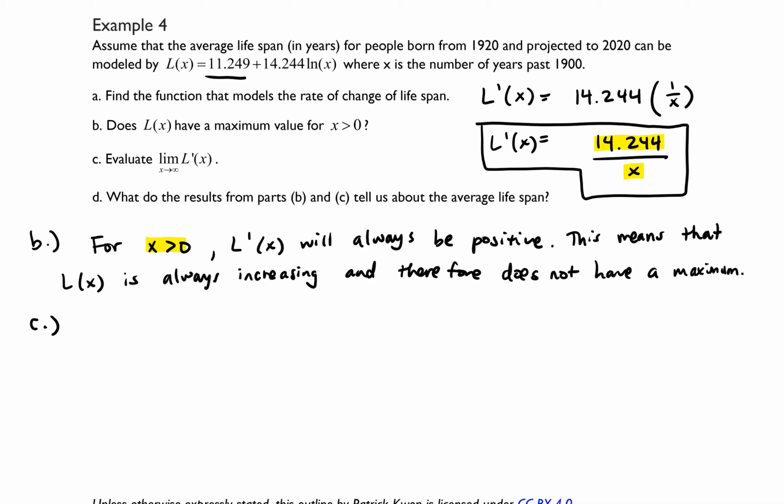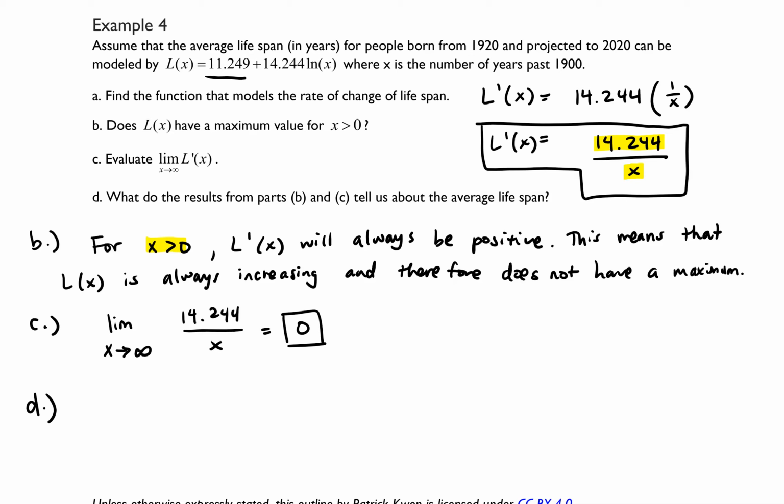Okay, part C says evaluate the limit. So if we take the limit as x goes to infinity of our derivative function, which is 14.244 over x, the numerator of that function is going to stay the same as the denominator gets infinitely large. And so this is going to 0. So that is what the limit equals.